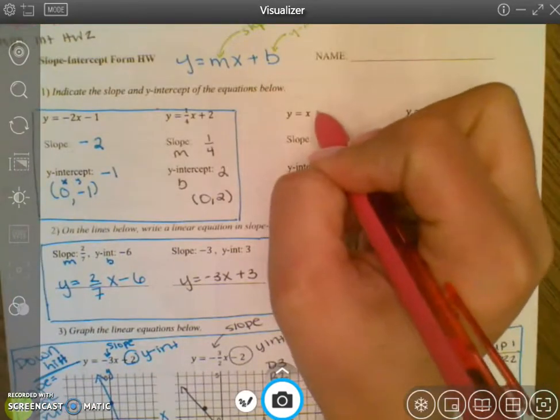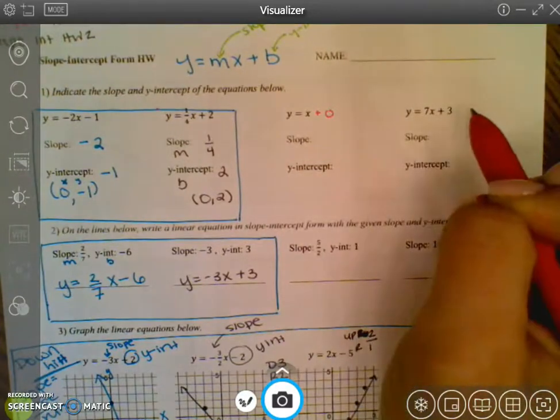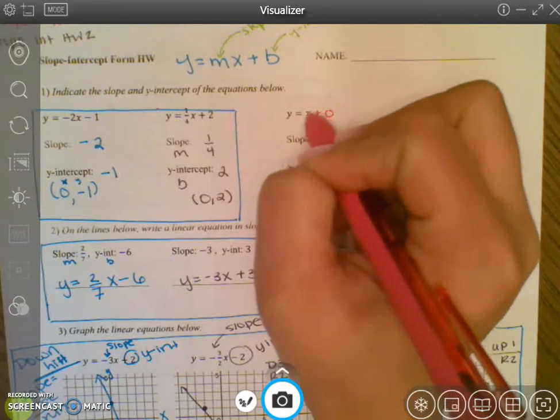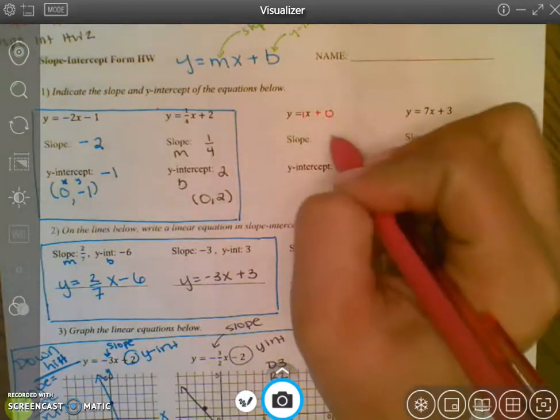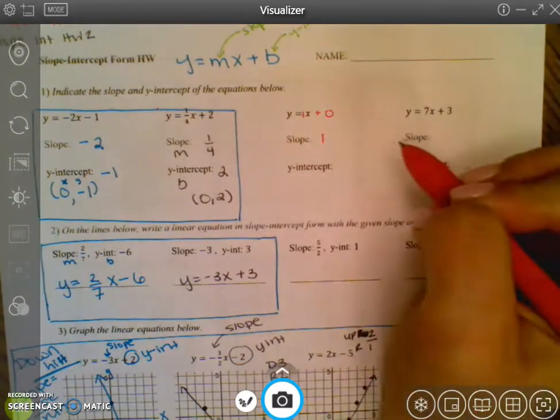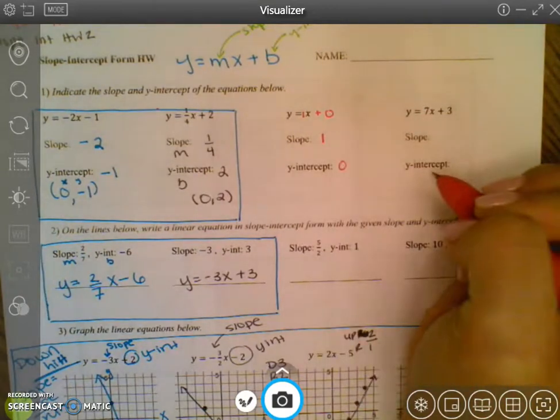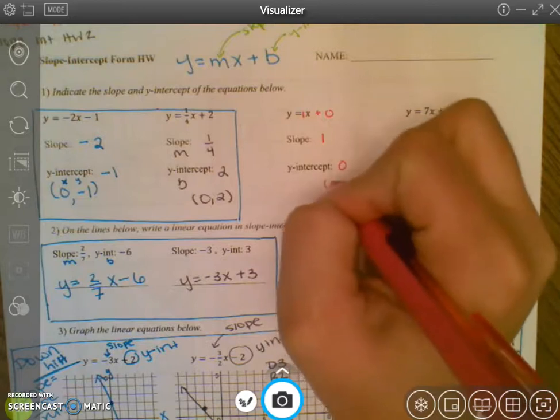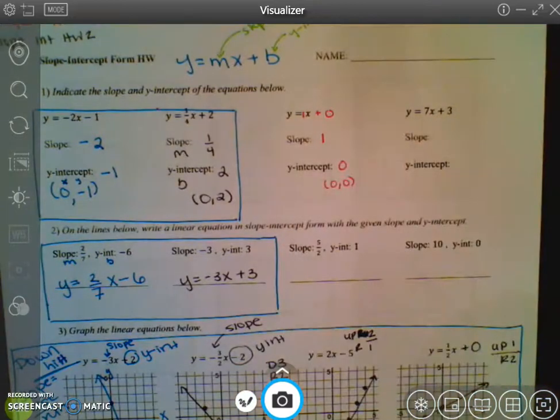First of all, there's no number at the end, so it's a 0. And the number in front of the x, there's one of these x's, so there's a 1. So my slope was actually a 1, and my y-intercept was a 0. And if you wanted to write this as a point, it would be 0, 0.